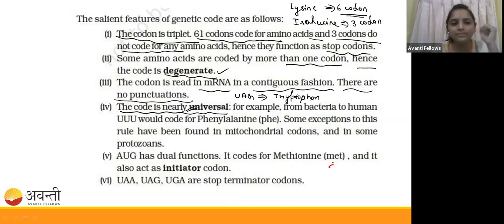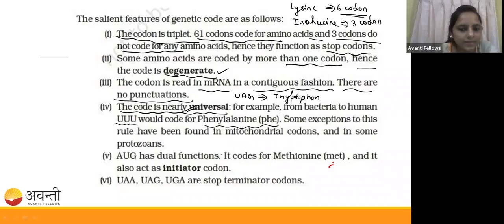Okay guys, so that's why it is called nearly universal. All organisms have a particular codon coding for the same amino acid only. So from bacteria to human, UUU codes for phenylalanine only. In bacteria also, UUU codes for phenylalanine only, whereas in humans also, it codes for phenylalanine only.